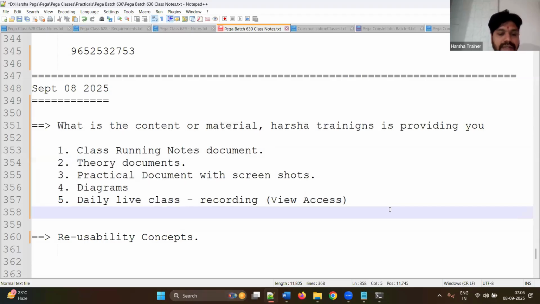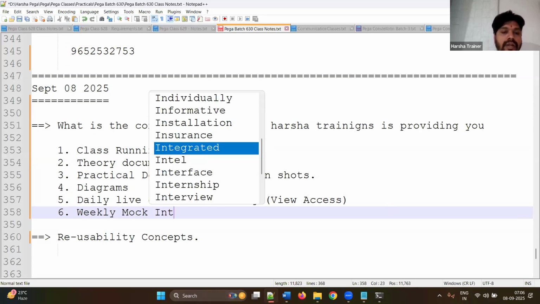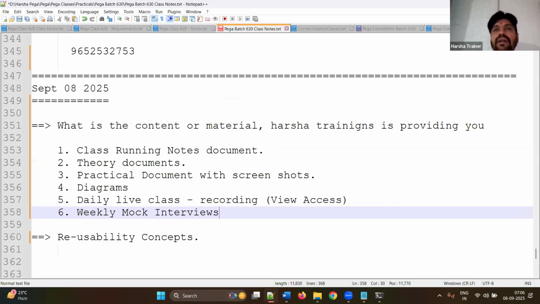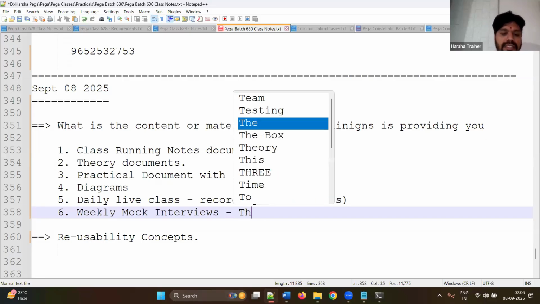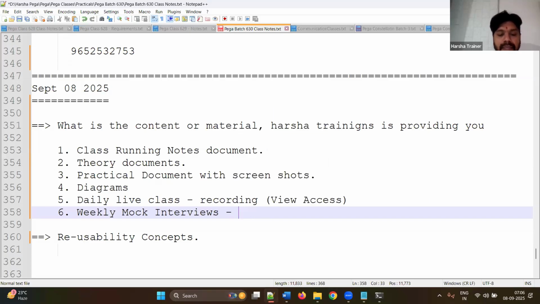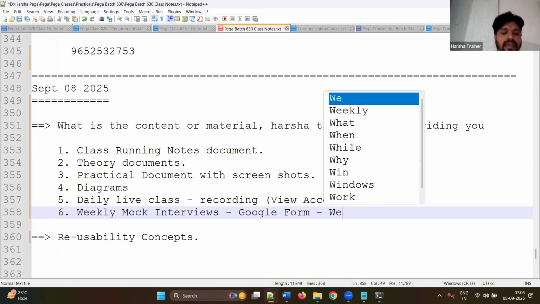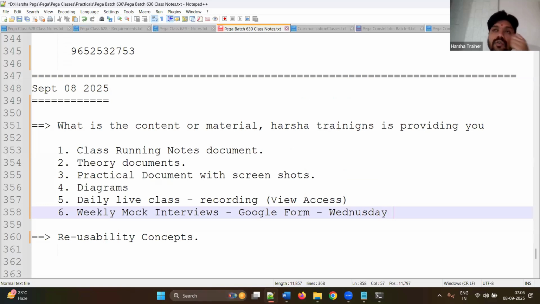And next, the sixth one is weekly mock interviews. This week, we will conduct your mock interview. See what we will do for the mock interview. This week, will we be able to conduct or not? Give me 1 minute. We will be able to conduct, but it depends on you. If you enroll quickly, we will be able to conduct. No problem. We are going to send a file like a Google form. We will be sending a Google form every Wednesday; you will be receiving a Google form.